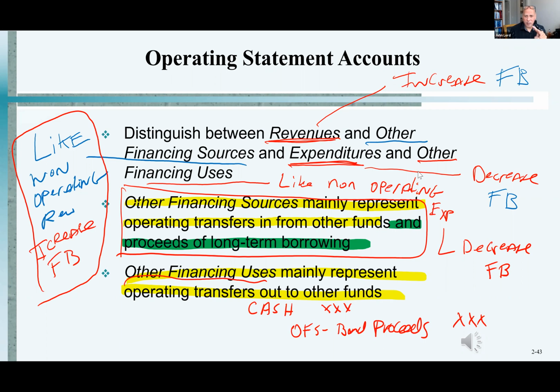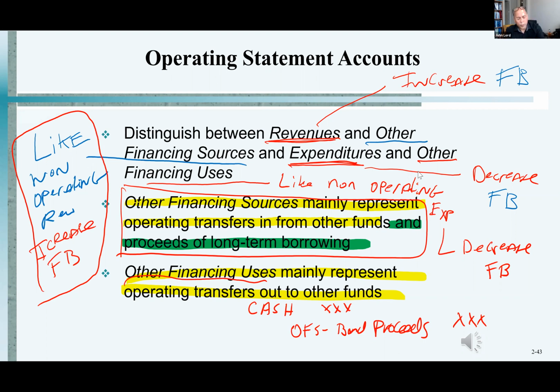There are only two other financing sources: transfers in and long-term debt proceeds. That's it, guys. Because you hear me talking about all this and you think there's 50 things that could constitute another financing source. There's two: transfers in and long-term debt proceeds are the only types of other financing source. There's only one other financing use, and it is transfer out.